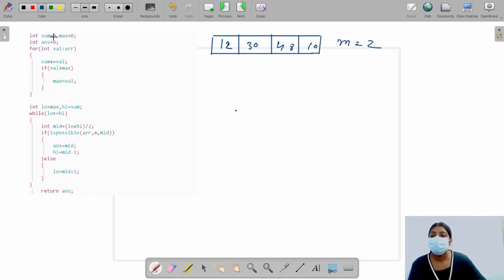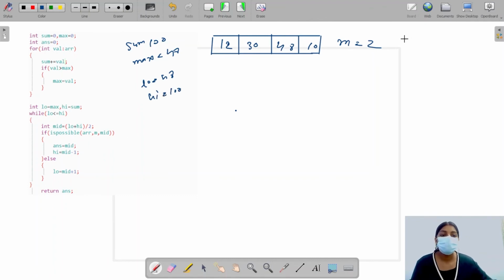Okay, so initially my sum and max are equal to 0. So I calculate my sum and max. My sum is 12 plus 30 plus 48 plus 10, which is equal to 100. Okay, so my sum is 100 and my max is 48. So my low is 48 now and my high is 100. Okay, all right. So now first of all, calculate my mid.